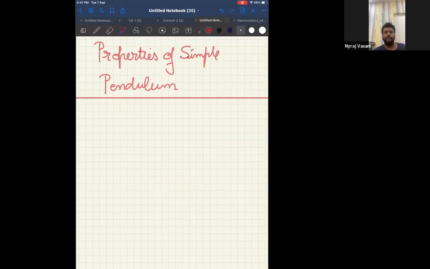Now, properties of simple pendulum. Very easy topic. See here. What is the formula for time period of a simple pendulum? The formula for time period of a simple pendulum is 2 pi under root L by G. L is the length till the center of the bob. Right, till the center of that bob.